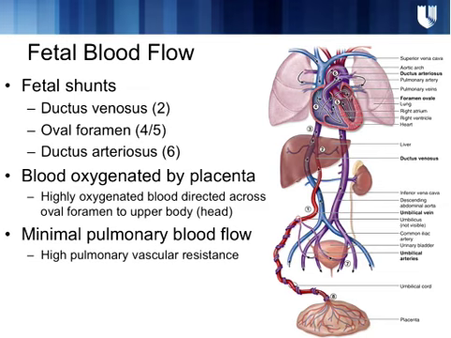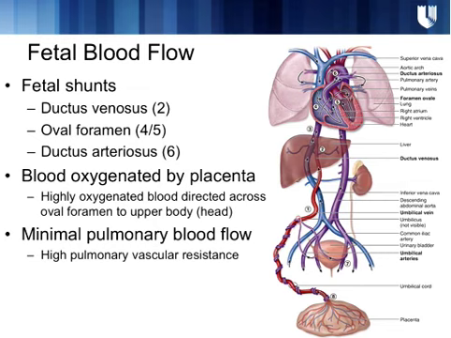And the last shunt is the ductus arteriosus, which is a shunt that brings blood from the pulmonary artery into the aorta. The major difference between fetal circulation and adult circulation is that blood is oxygenated by the placenta. So you have highly oxygenated blood that is coming from the placenta through the umbilical veins into the ductus venosus.